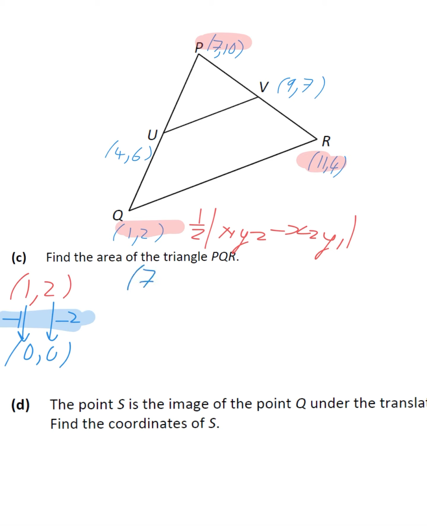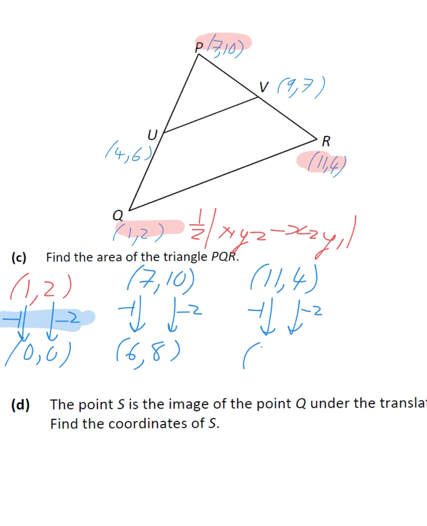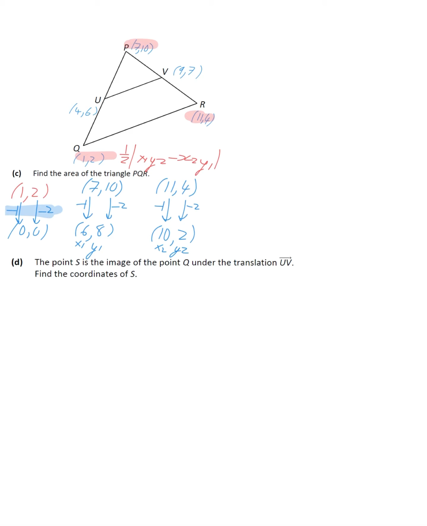So for (7, 10), so take 1 away from the x, take 2 away from the y, so that would be (6, 8). Then for (11, 4), let's do the same. So take 1 away from the x, take 2 away from the y. So that will be (10, 2). So now let's label x1, y1, x2, y2. And let's sub these values into the formula.